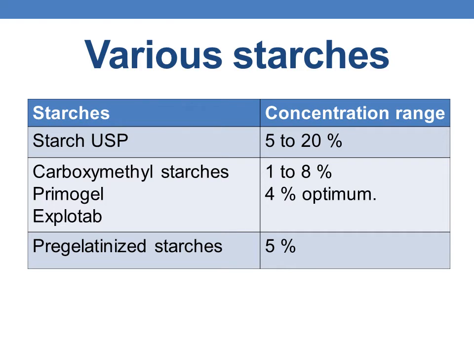So this table indicates various starches and their concentration range. The starch USP is used in the concentration range of 5 to 20%, whereas carboxymethyl starches, for example Primogel and Explotab, are used in the concentration range of 1 to 8% and usually 4% is considered as optimum. When it comes to pre-gelatinized starches, they are used in the concentration range of 5%.